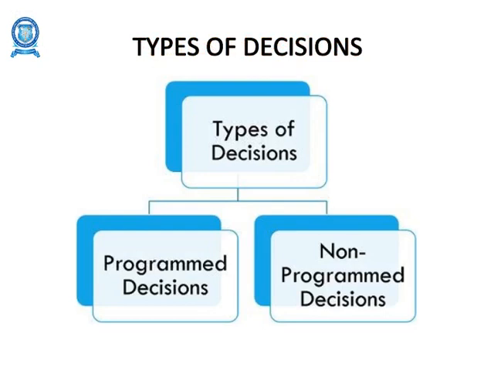Programmed decisions are routine and repetitive and are made within the framework of organizational policies and rules. They are, generally, taken at the lower level of management. Non-programmed decisions are decisions taken to meet non-repetitive problems. Since these decisions are of high importance and have long-term consequences, they are made by top-level management.